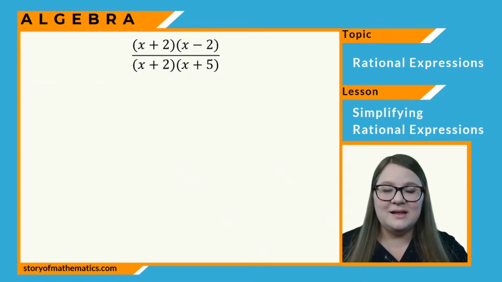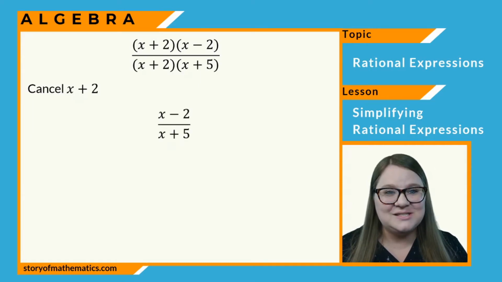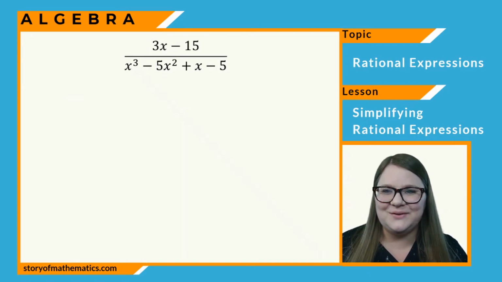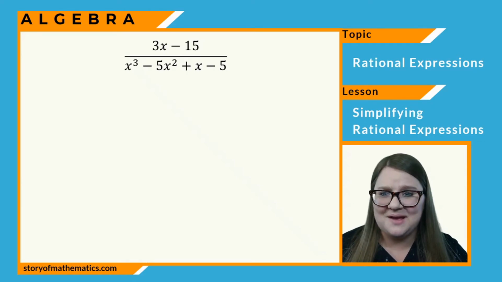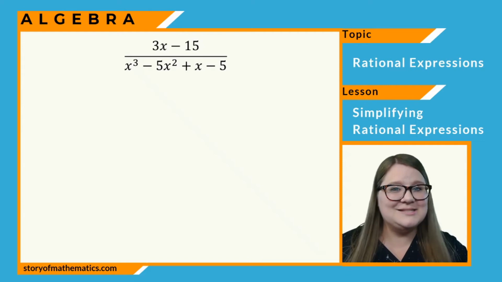Now that I have done all the factoring, I'm going to cancel out the common factor, which in this case is x plus 2. Once I do that, I'm left with x minus 2 over x plus 5 as my final answer. Now, let's try this with a second problem. What if I gave you 3x minus 15 over x cubed minus 5x squared plus x minus 5? Don't freak out. It's totally the exact same thing as what we just did.